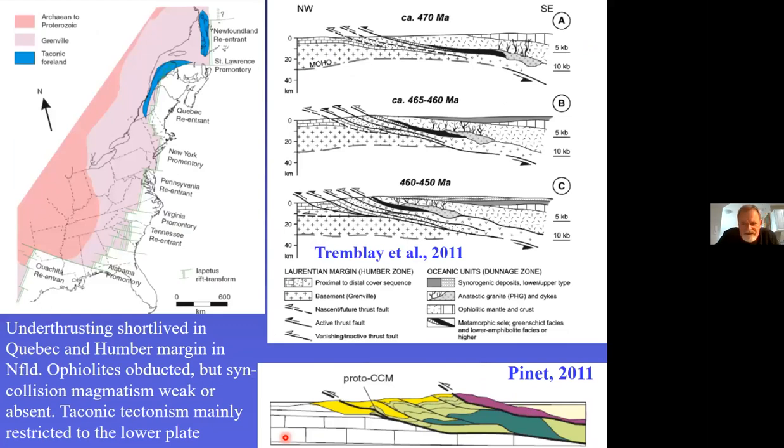If we look at the ophiolites along the Laurentian margin, the Ordovician ophiolites, they go from Quebec to Newfoundland. These slides are from Alain Tremblay and Nicolas Pinet. You can see that the deformation is basically all localized in the downgoing plate, the Laurentian margin that was underthrust beneath the supra-subduction zone oceanic material. That would be a typical soft collision, both in Newfoundland and in Quebec.